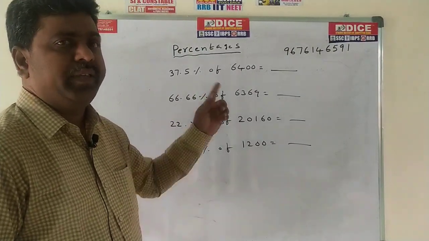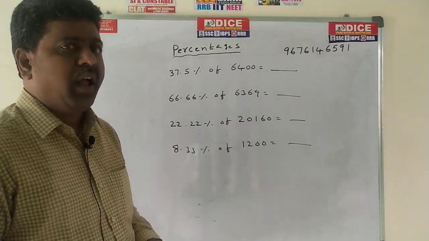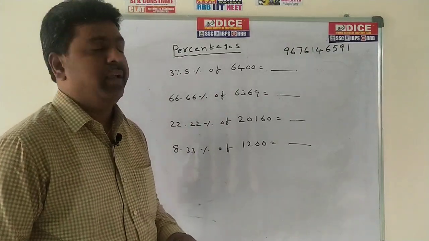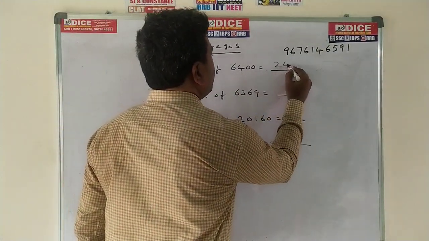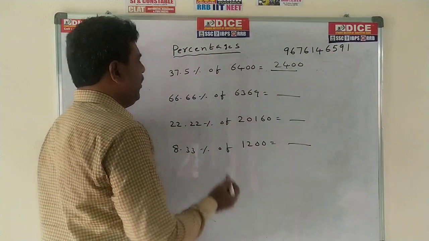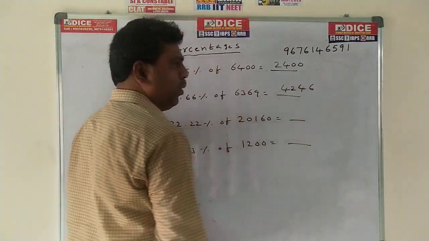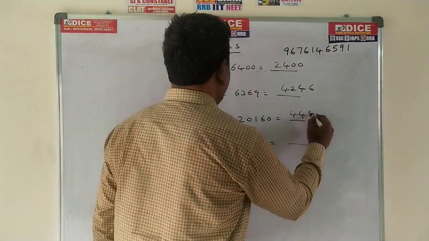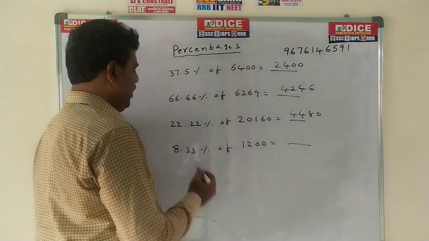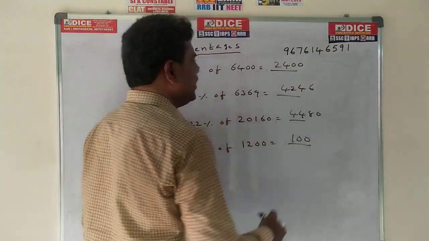Anyone ready to do it? Within 1 minute you can do all these 4 problems, not even 1 minute, in a fraction of seconds only. The first answer is 2400. What about the second answer? The second answer is 4246. The third answer is 4480. The fourth answer is 100.